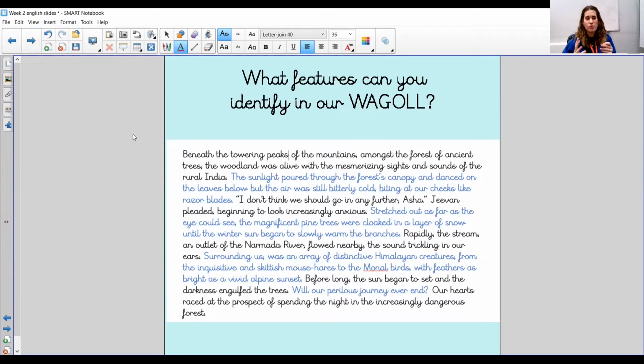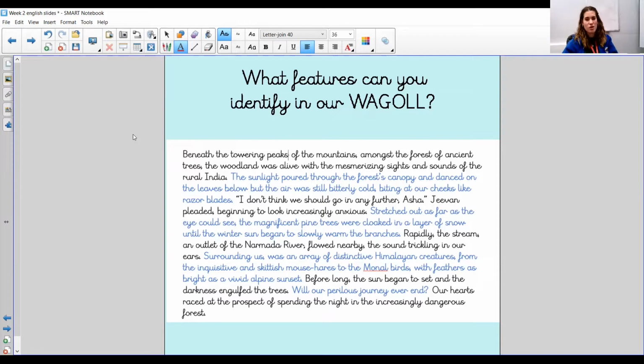Okay, what is it about this Waggle that's helping us to visualise? Hopefully you can now be visualising the scene where Asher and Jeevan are. So we'll have a quick look. Beneath the towering peaks of the mountains, amongst the forest of ancient trees, the woodland was alive with the mesmerising sights and sounds of rural India.